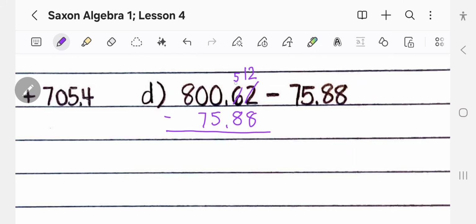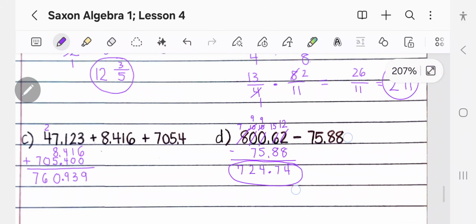Well, now the neighbor can't do the 5 minus 8. So the neighbor goes to this neighbor and all the way over, right? This one says, all right, fine, you can have 1. But then he says, well, give me 1. Right? And then this one gives to this neighbor. And there we go. All right, so 12 minus the 8 is 4. 15 minus the 8 is 7. 9 minus 5 is 4. 9 minus 7 is 2. And then a 7. So 724 and 74 hundredths is your difference there.